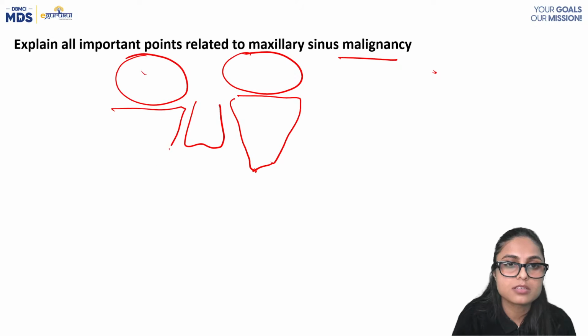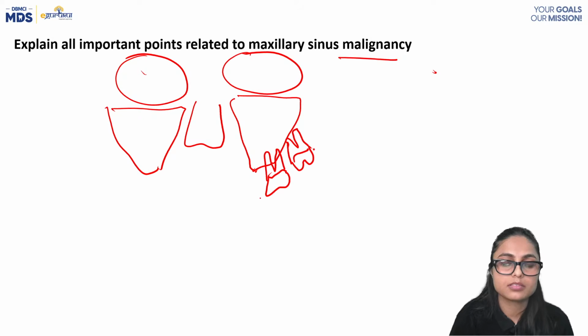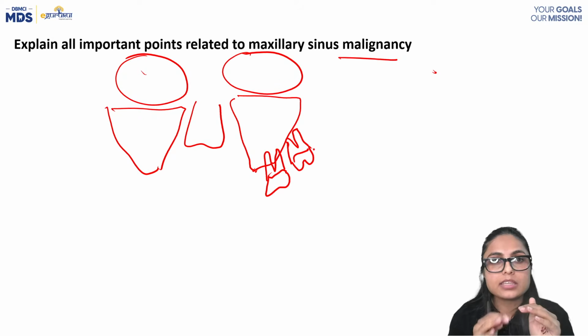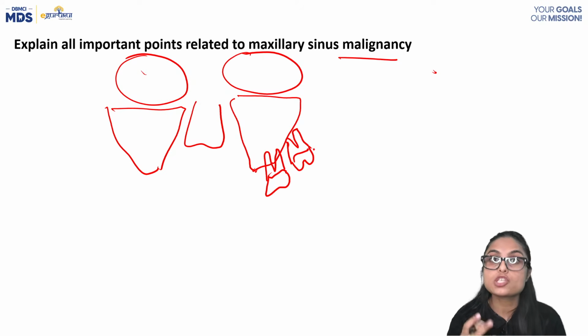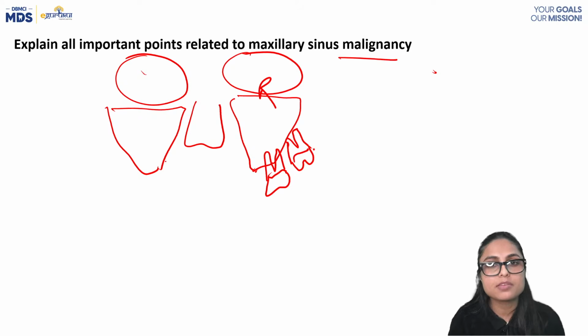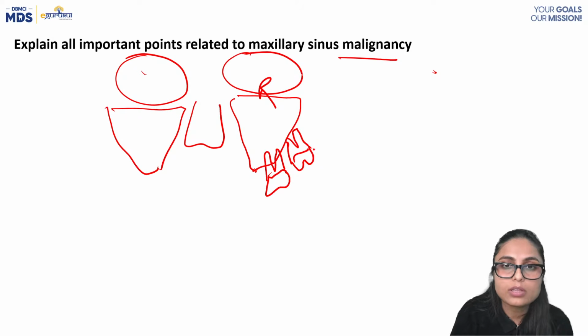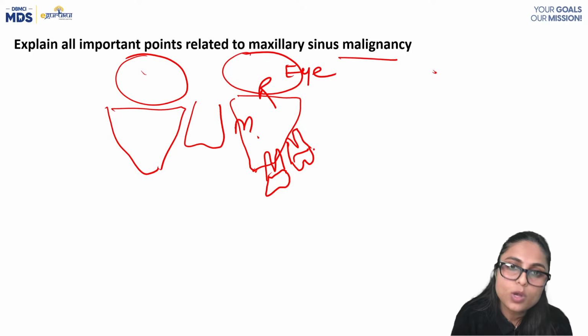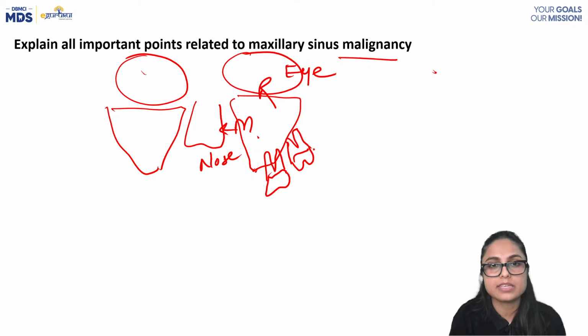These are the orbits, and here we have the maxillary teeth. The signs and symptoms depend on which wall is involved in the malignancy. If the roof is involved, then all the signs and symptoms related to the eye will be seen. If the medial wall is involved, signs and symptoms related to the nose will be seen.